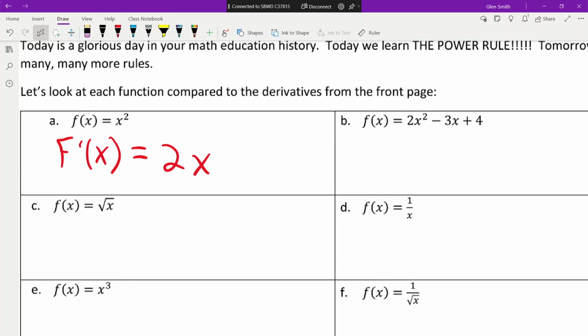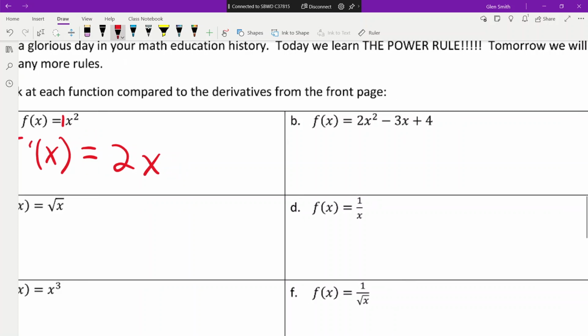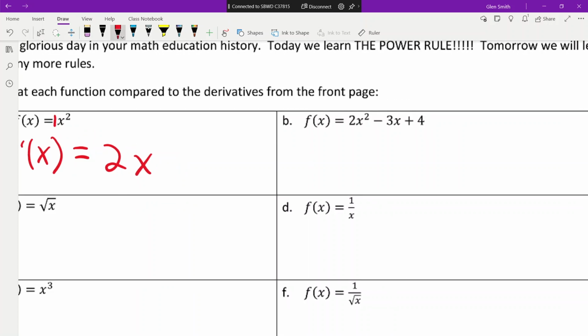A in this case is a 1. You see that? It's 2 times 1. Do we all see where that came from? Yeah. Look. Here's what I don't want to see, kids.